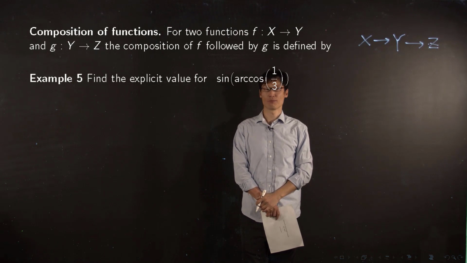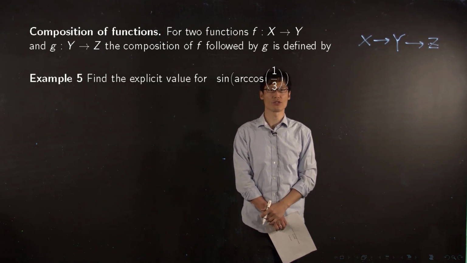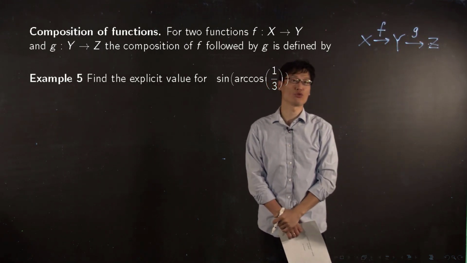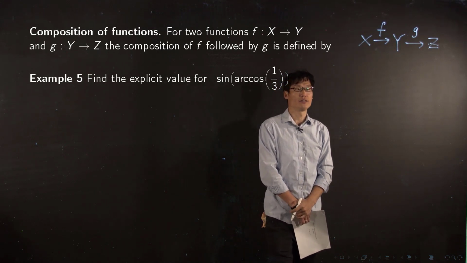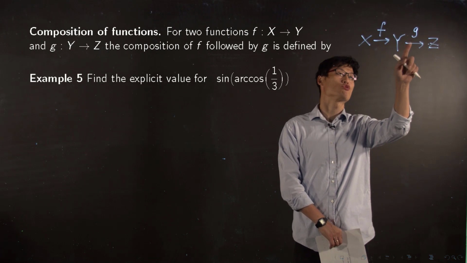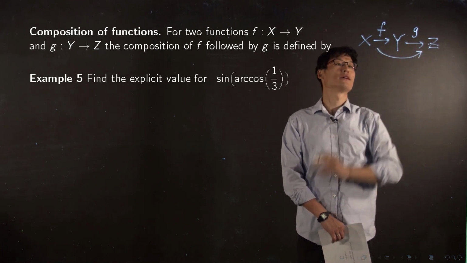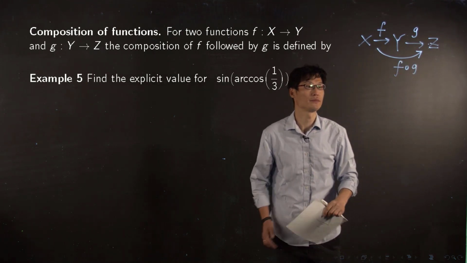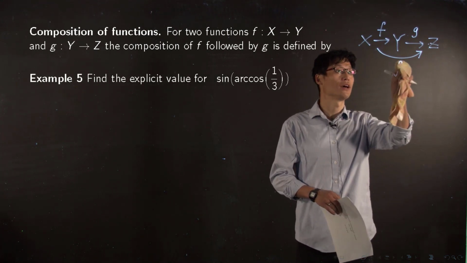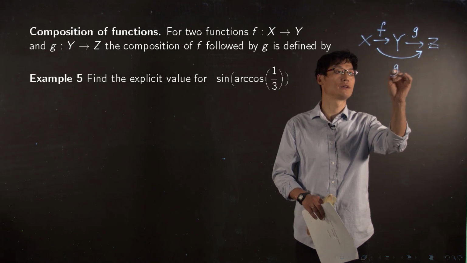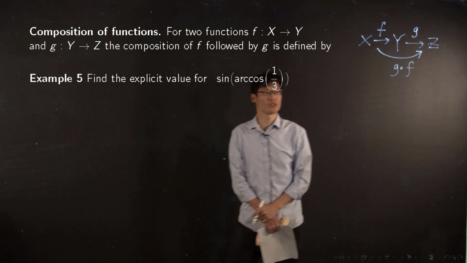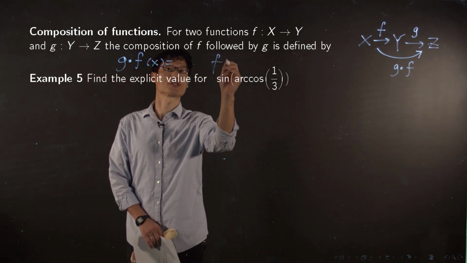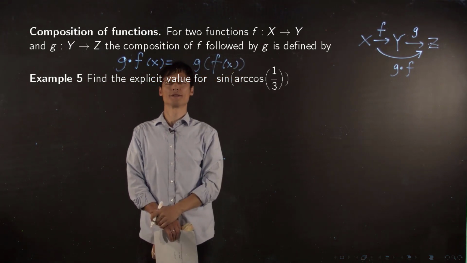So the last topic is composition of functions. Suppose we have two functions, f from x to y, and then g from y to z. Then you can think of the function f followed by g. This composition, this function, is f followed by g. It is defined by: you apply f first, and then you apply g. That's it.